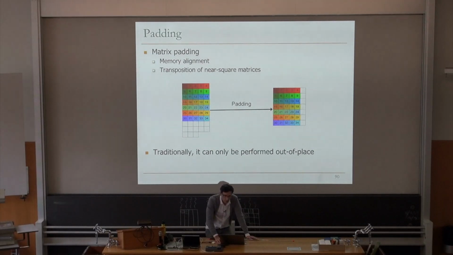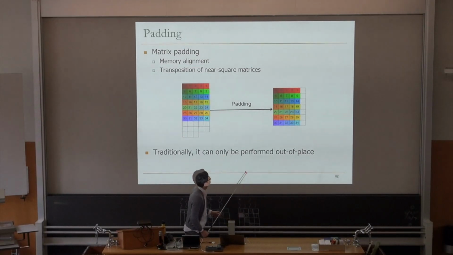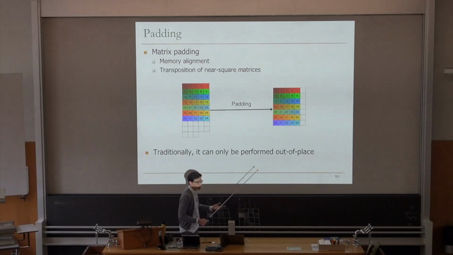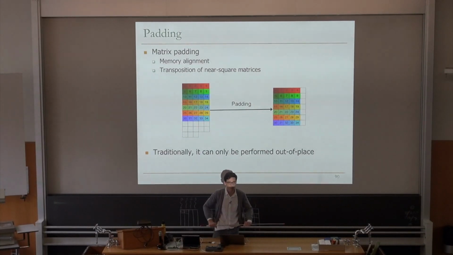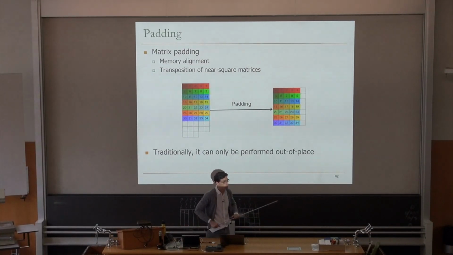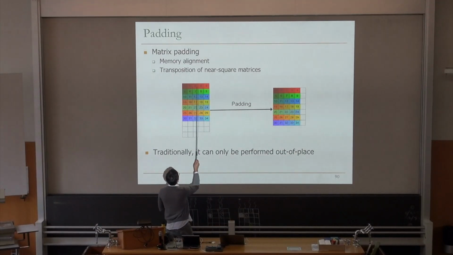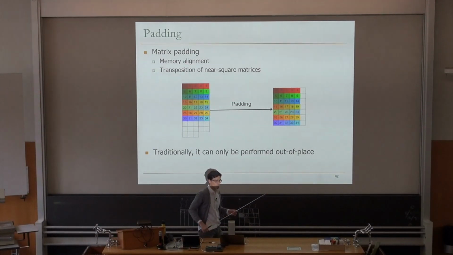This is a similar example, but a little bit more complex. In this case, this is matrix padding. Matrix padding is a simple data reorganization operation that can be useful, for example, for memory alignment, and when we use SIMD operations, but also for example for transposition of near square matrices.